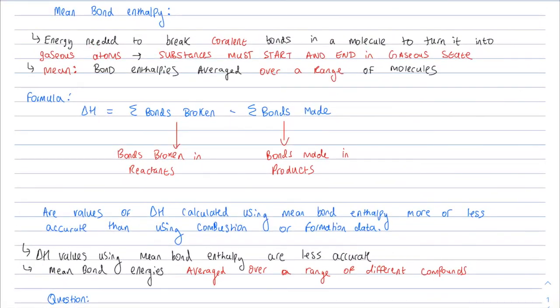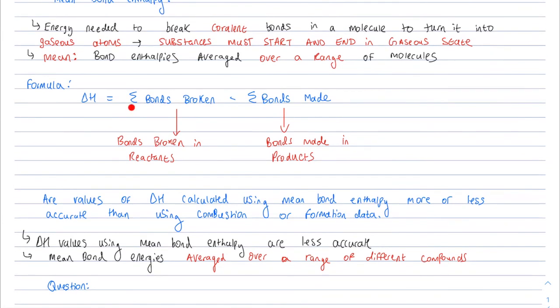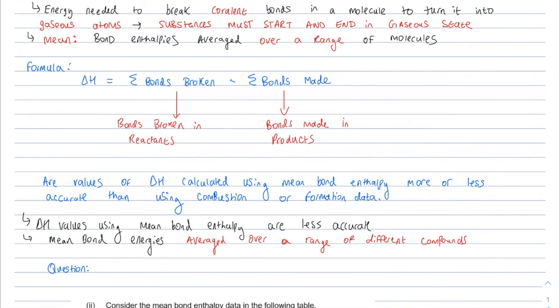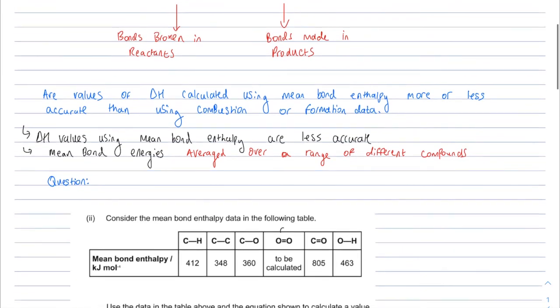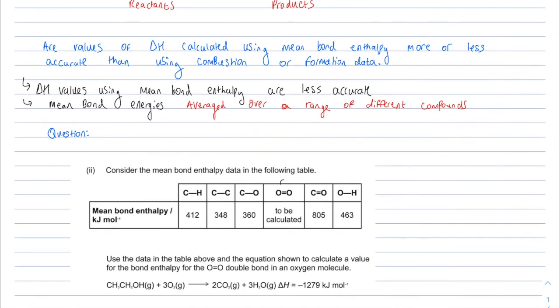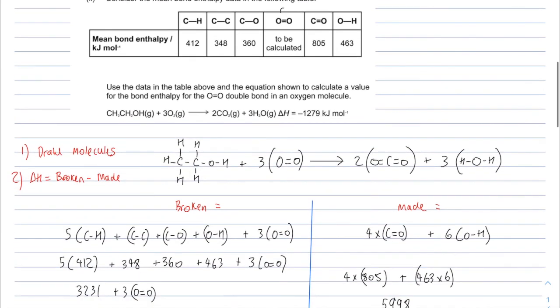So to summarize, what is mean bond enthalpy? It's the energy needed to break covalent bonds in a molecule to turn it into gaseous atoms. Substances must start and end in the gaseous state. And it's mean because the bond enthalpies are averaged over a range of molecules. The formula is the sum of the bonds broken take away the sum of the bonds made to give you enthalpy change. Bonds are broken in reactants and they are made in the products. So values calculated for delta H using bond enthalpies are less accurate because mean bond energies are averaged over a range of different compounds.